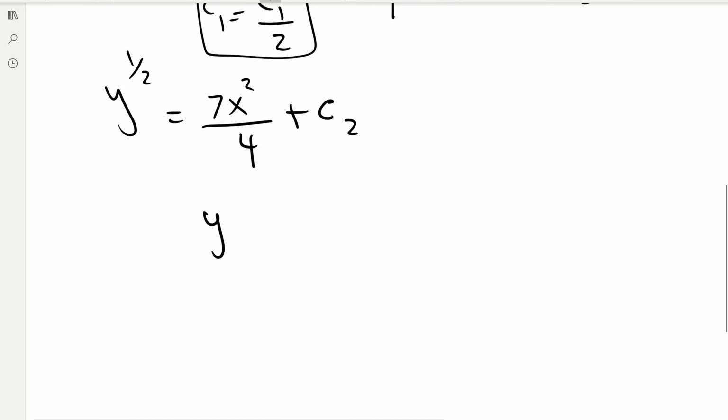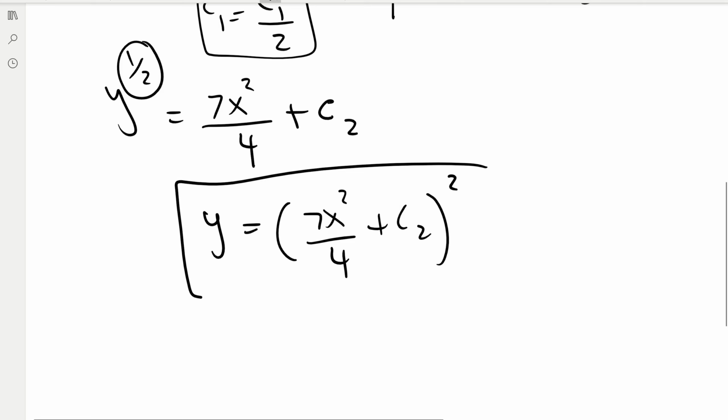Now to find y, let's take the square, right? We need to get rid of the half. So this y to the half means square root of y. So let's take the square of the right hand side and that gives you the explicit solution for the differential equation. Okay. Alright, so that's the solution.